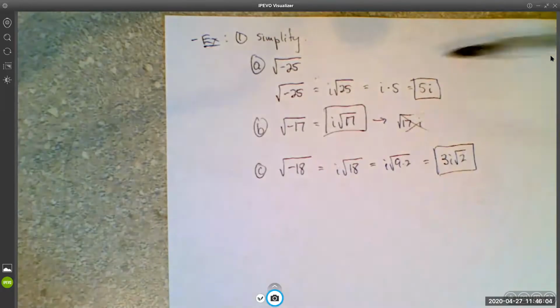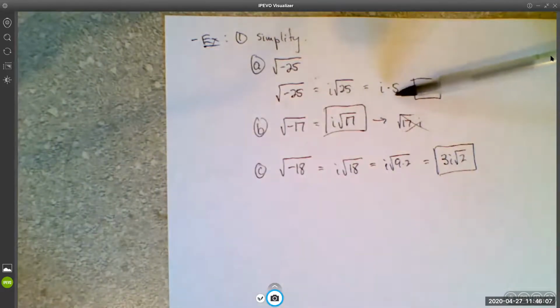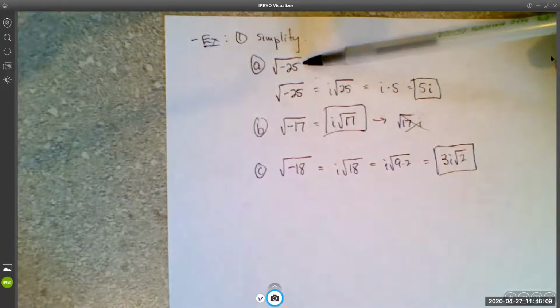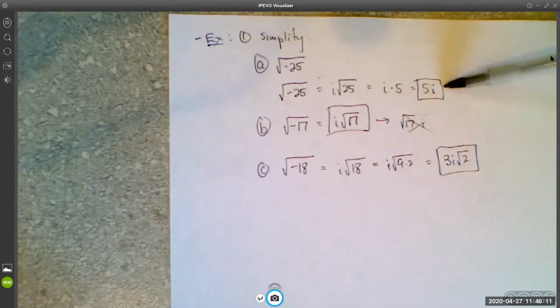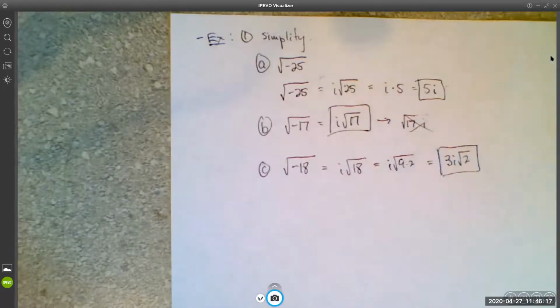Now, I'm not going to insist that you show all of these steps. If you're comfortable going straight from square root negative 25 to 5i, that's fine with me. I'm totally fine with that, okay? I'm just trying to give you some justification here so that you know where I'm getting these answers from.